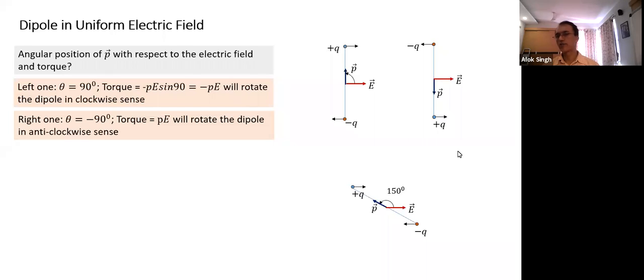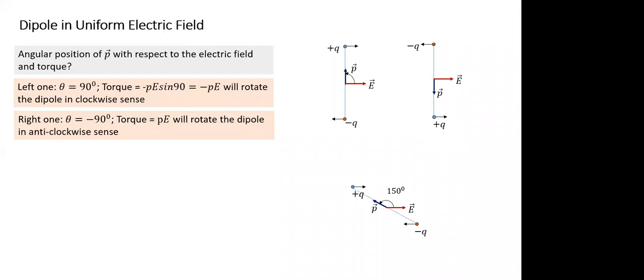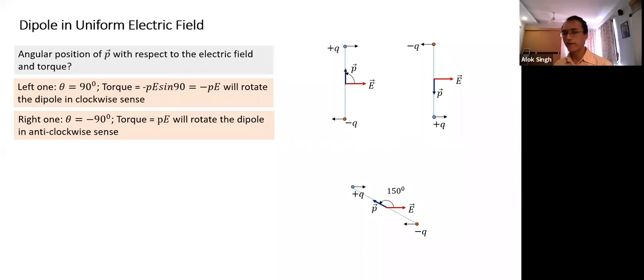How about this case? This is something like 150 degrees. We have rotated this dipole by 150 degrees. And you notice here, whatever torque is acting at 150 degrees, there's some other angle where the same torque gets created. What is the other angle for which we'll have the same value of torque? 30 degrees. So at 30 degrees and 150 degrees, the torque magnitude and direction are identical. So every angle is something like theta and pi minus theta. Whatever torque acts at angle theta, the same torque will act at angle pi minus theta.